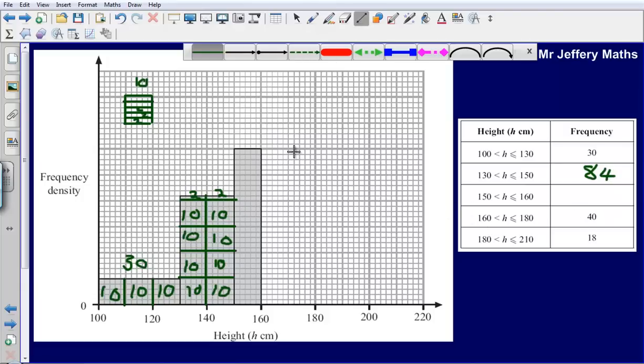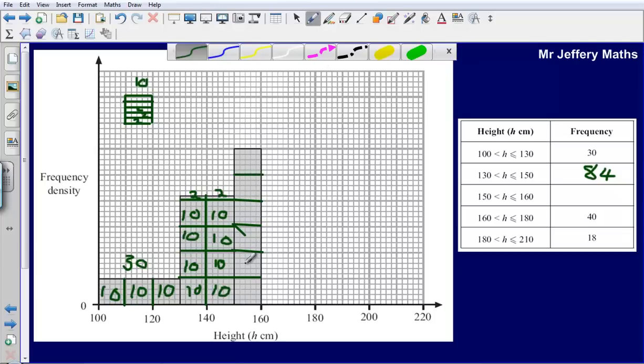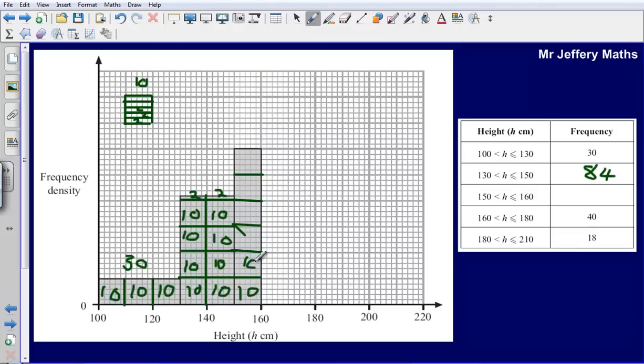Now the second one, again I'm just going to break it down like I did just a minute ago. And so how many bars have I split this into? Well, I've got 1, 2, 3, 4, 5, 6. Each of them are worth 10, as I found out at the beginning. And so 10, 20, 30, 40, 50, 60 is the frequency for the second one.